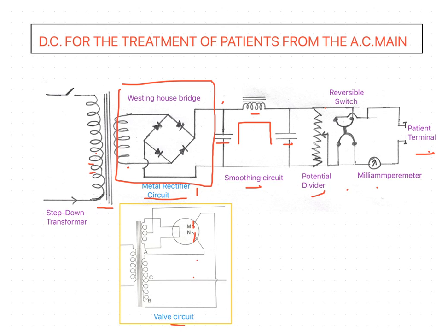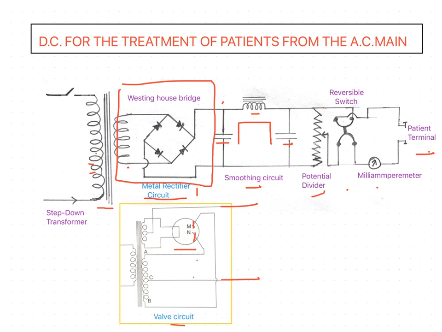The current from the secondary coil of the transformer is taken to the valve here, and it is transmitted here. The current is going to be rectified, and here we will have the terminals. These terminals are directly connected to the smoothing circuit, then the potential divider and reversible switch, and finally the patient terminal. The same sequence is done in this valve circuit also.